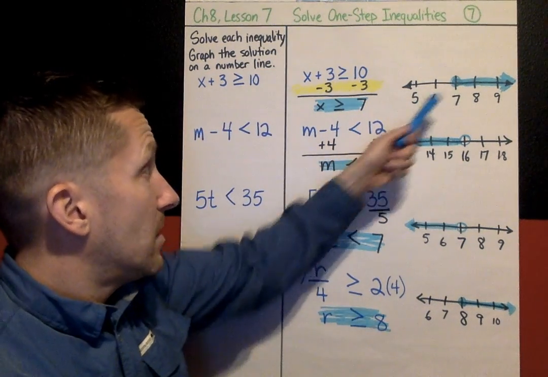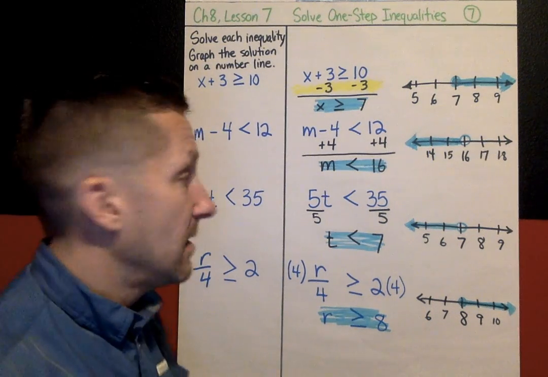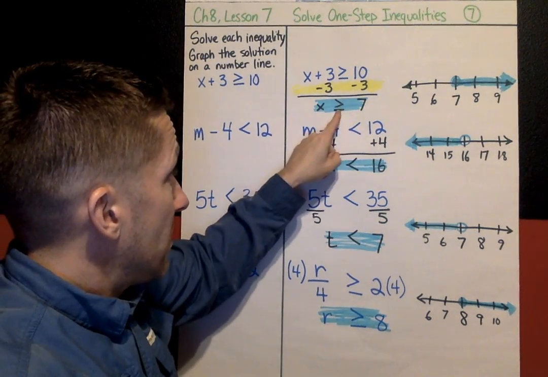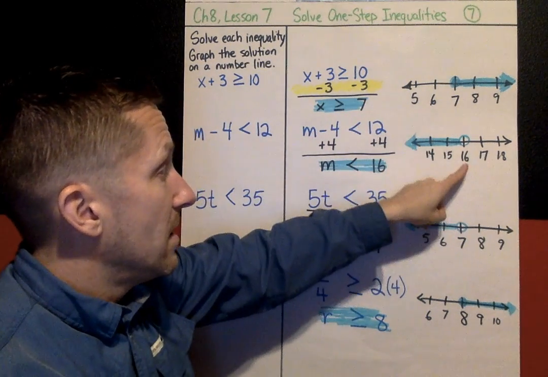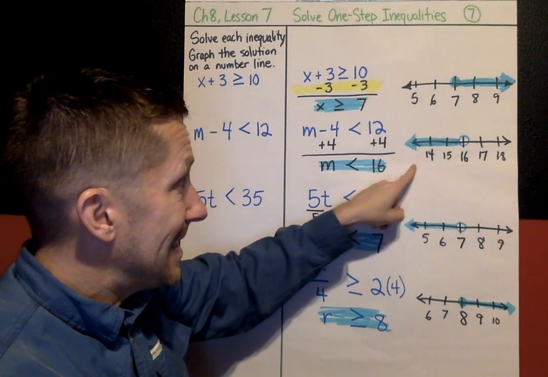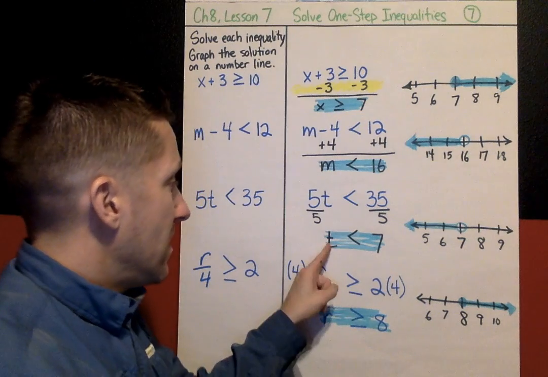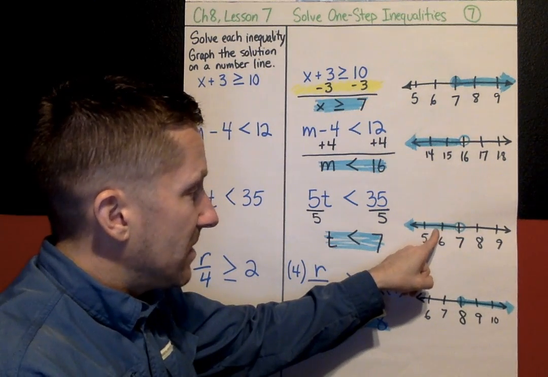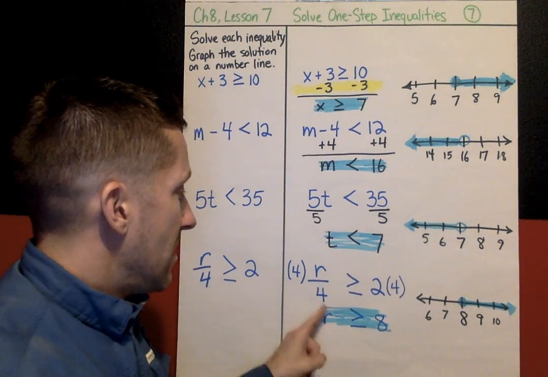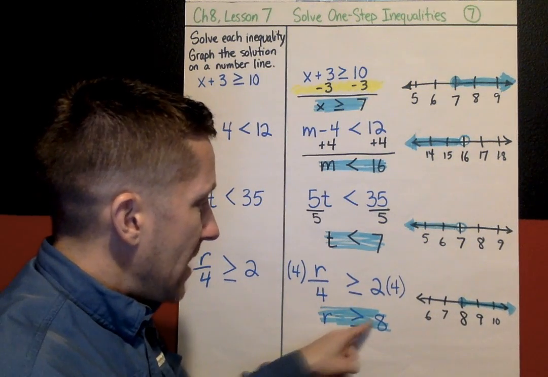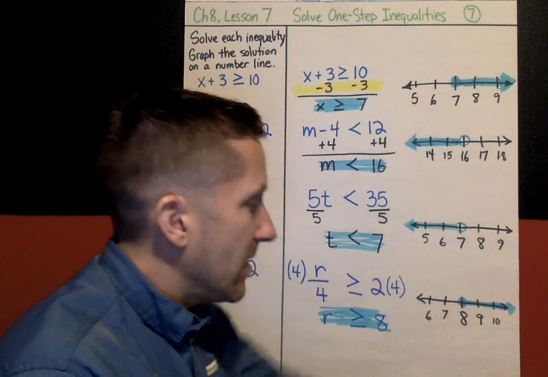So all these things that are highlighted blue are the same thing, just a different way of representing it. X is greater than or equal to 7. That's the same thing. Your answers are greater than or equal to 7. Your answers are less than 16 and not including 16. Inequality, graph of the same thing. Your answers are less than 7. Your answers are greater than or equal to 8, including 8 because of that, and everything greater.